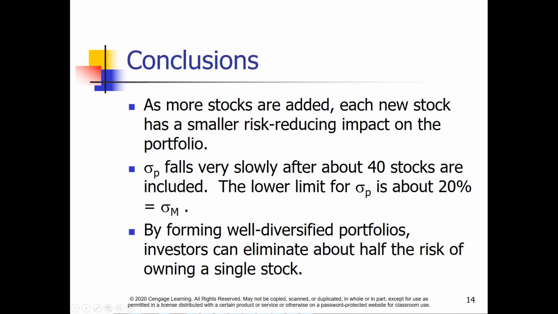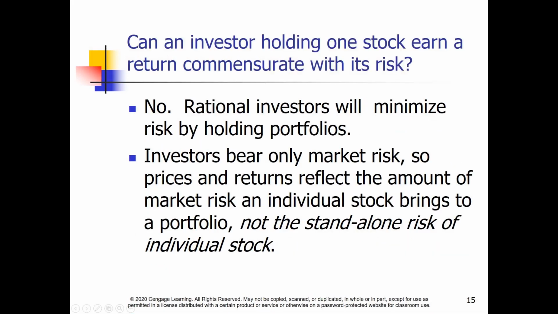The conclusions are fairly obvious from what we've seen in the numbers and graphs. The point: rational investors need to hold a well-diversified portfolio in order to minimize firm-specific risk. An investor cannot hold a single asset in isolation and expect to be compensated for the total risk of that asset.